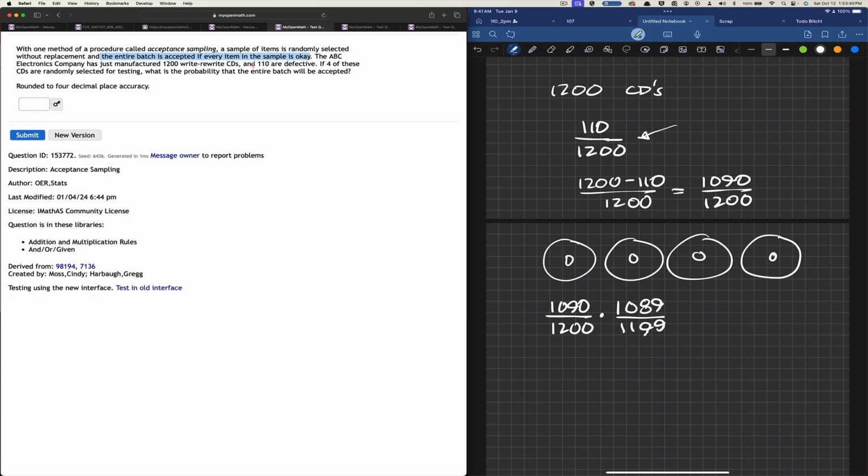So Naomi or whoever's watching this, hit pause and see if you can tell me the next 2 probabilities for drawing the third CD and the fourth CD. Okay, so the third one's going to be 1088 because remember it's without replacement. And we no longer have 1199, but we're drawing from a pool of 1198. And then the fourth one's going to be 1087 over 1197.